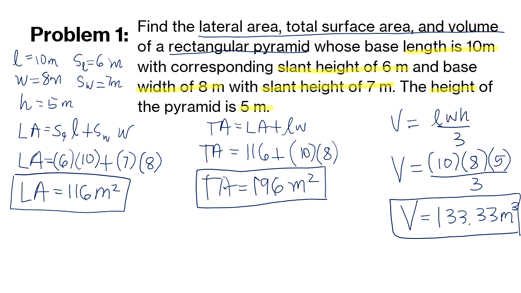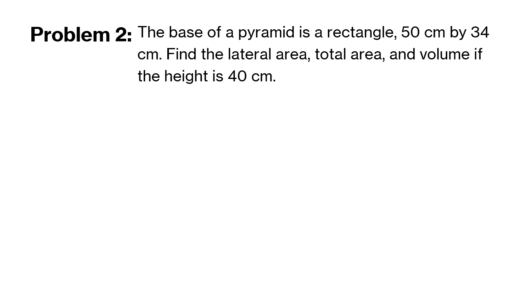Now, let us proceed to problem number 2. The base of a pyramid is a rectangle, 50 centimeters by 34 centimeters. Find the lateral area, total area, and volume if the height is 40 centimeters.